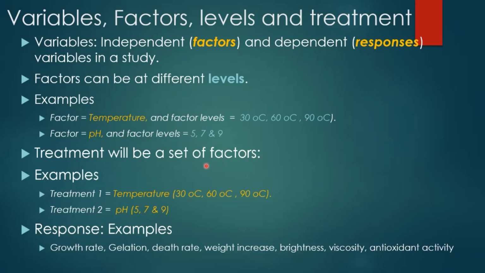Then a treatment will be a set of factors. So we'll take 30. If I'm doing replicates, it means I must subject the system to 30 degrees and collect the data, subject it again to collect the data. I can do it 2 times or 3 times. That's what we call replicates. You do the same for 60, then you have a huge data set.